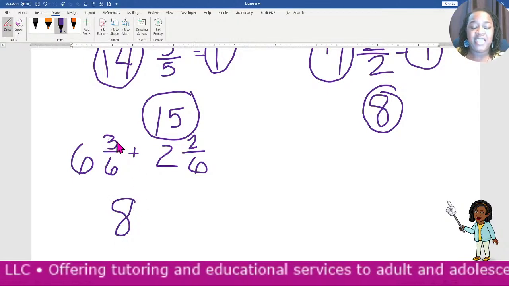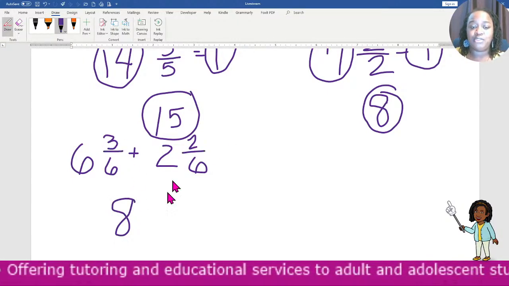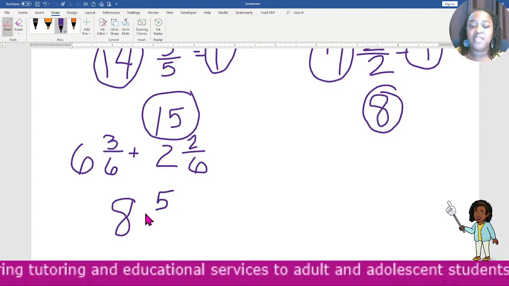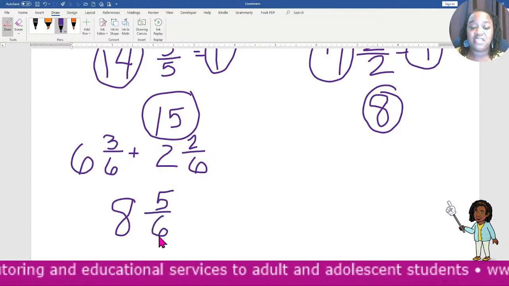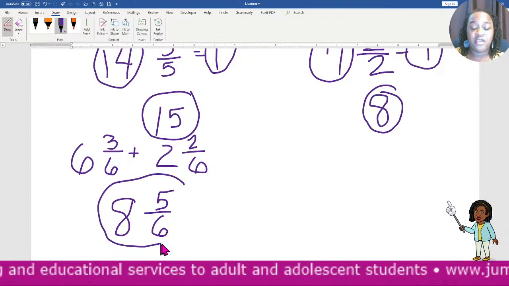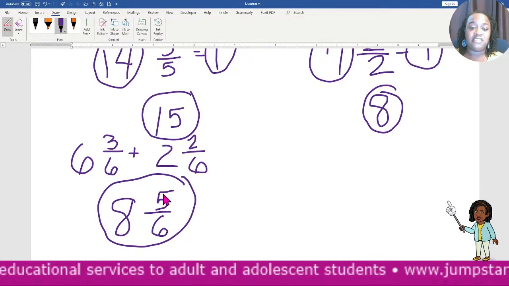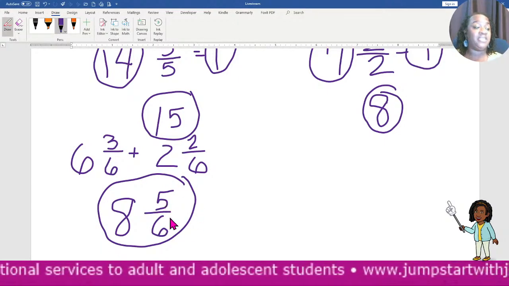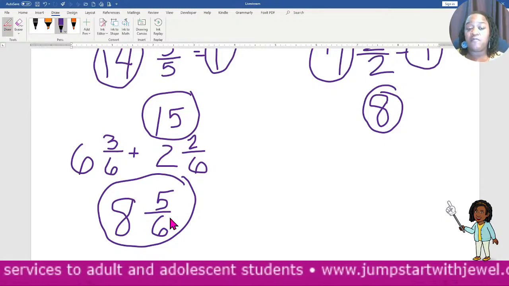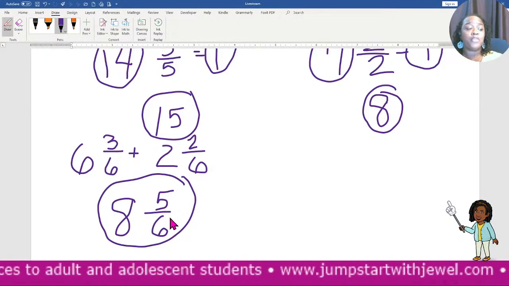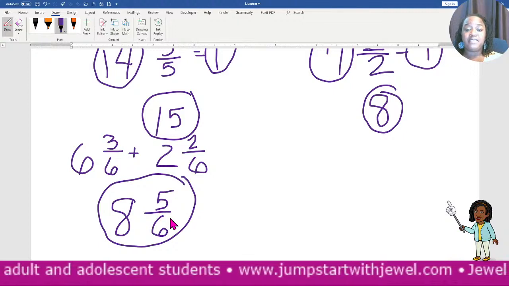And then you just add the numerators. 3 plus 2 is 5. And the denominator is just going to be 6. So this one, we don't have to convert it. It's different numbers on the top and the bottom, but it's still a mixed fraction. So that's how you add mixed fractions.